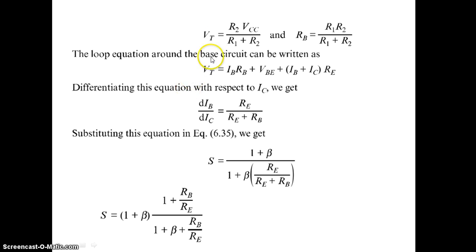This is the Thevenin's equivalent circuit or the potential divider circuit. Vth equals R2 into Vcc by R1 plus R2, and the base resistance RB is R1 R2 by R1 plus R2. Writing the expression for the Thevenin voltage: Vth = IB RB + VBE + (IB + IC) RE.